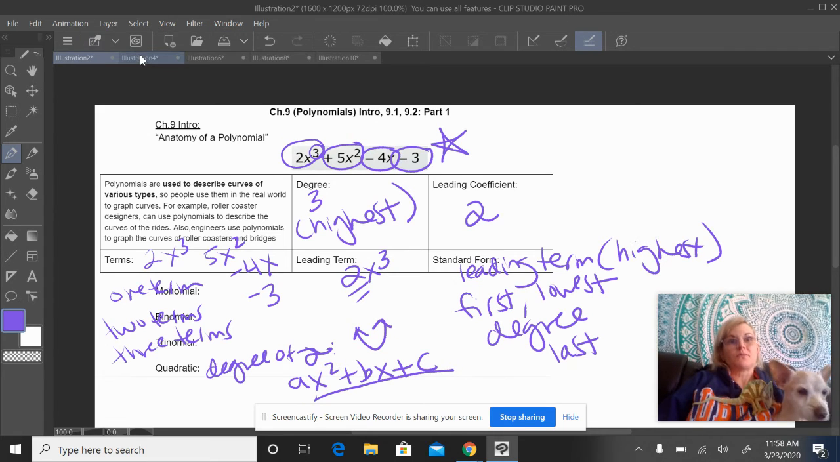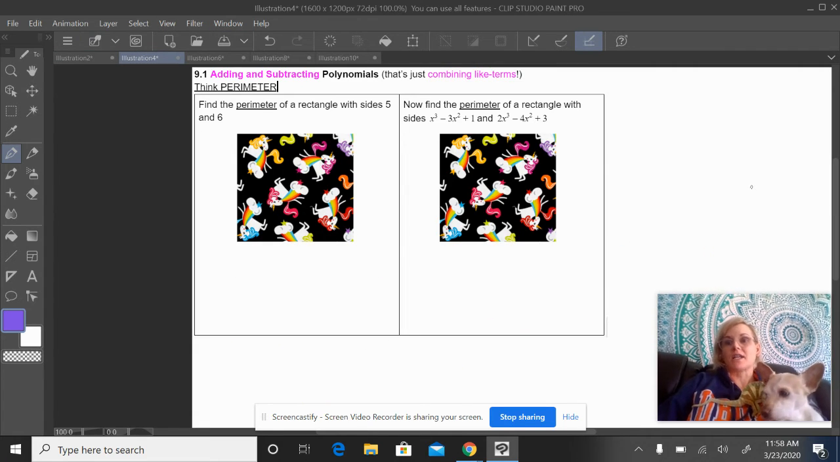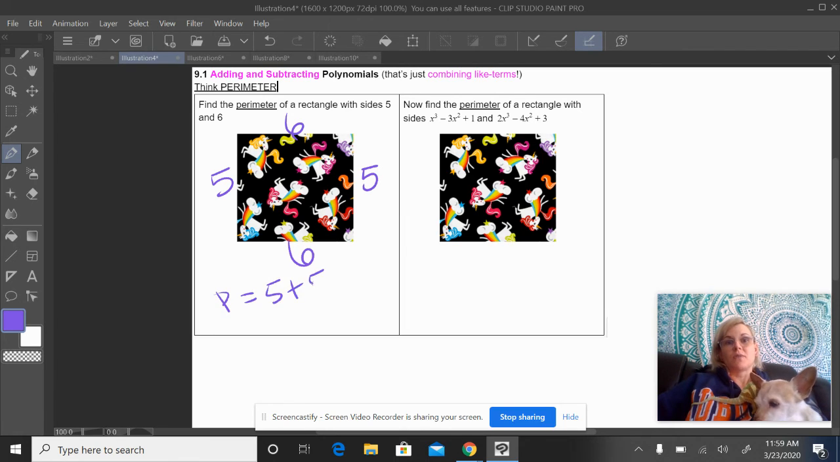Okay, so let's talk about adding and subtracting polynomials. Let's first start with something that doesn't have any exponents or variables. If I wanted to find the perimeter of this rectangle with sides of 5 and 6, if that's 5, I know the opposite has to be 5, then 6, and 6. Perimeter means I'm just going to add them all up. So 5 plus 5 plus 6 plus 6, my perimeter equals 10 plus 12, that's 22, and we'll just say units. So with perimeter, I'm just adding everything up.